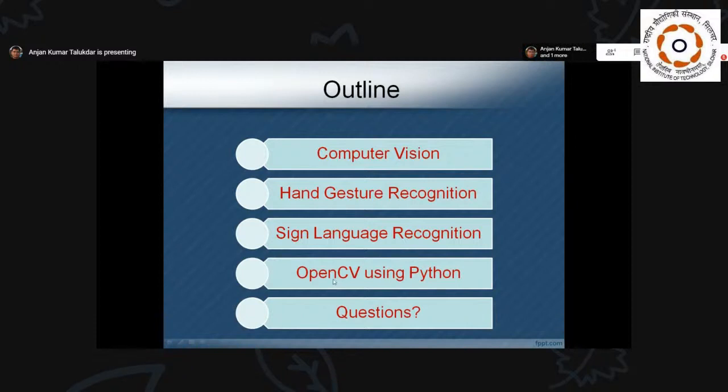Then finally, I'll briefly show you OpenCV, meaning Open Computer Vision Library, for implementing any computer vision project using Python. Then finally, I'll take your questions.